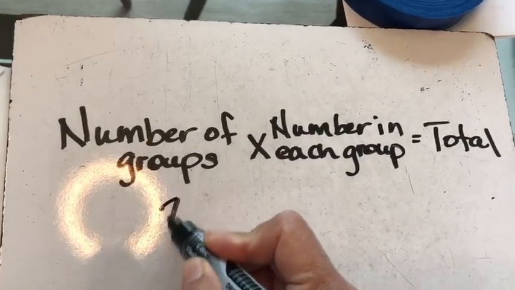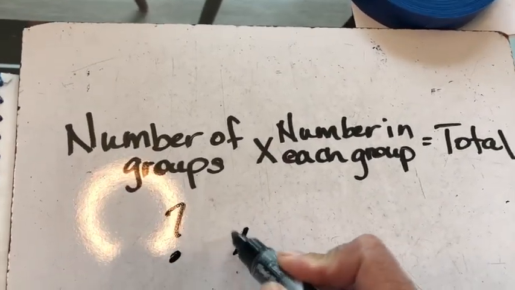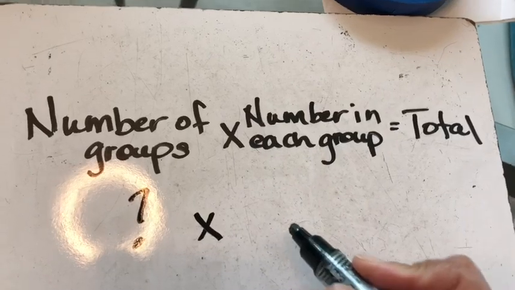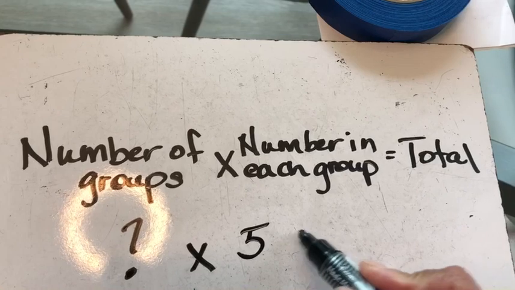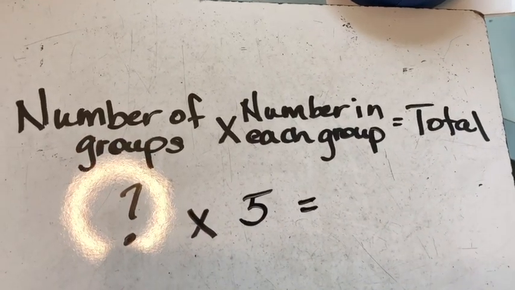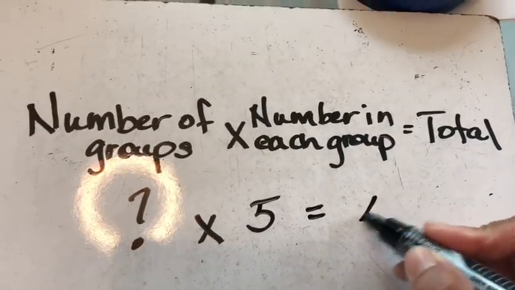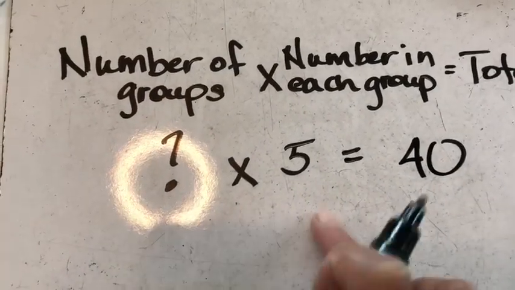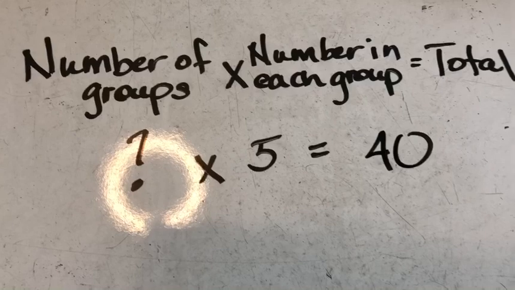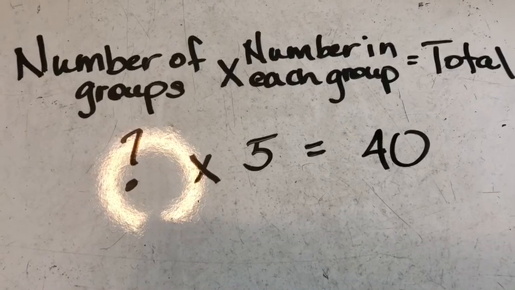So here I'm gonna put a question mark times 5, which is the 5 pennies, equals the total. Sylvester has 40 pennies, equals 40. Okay, so then we have what times 5 equals 40. I know you guys already know the answer, okay?